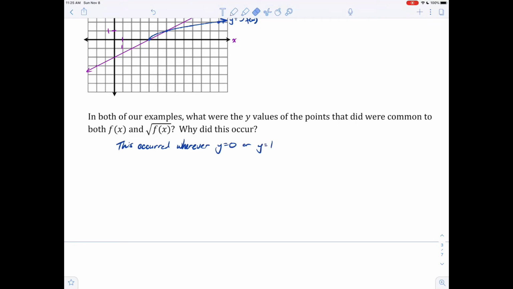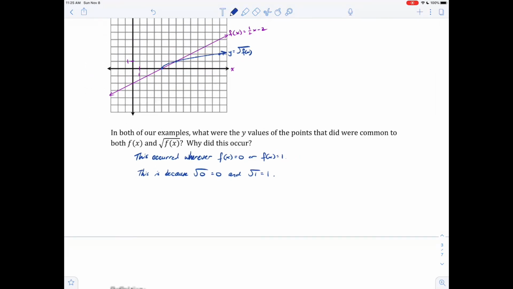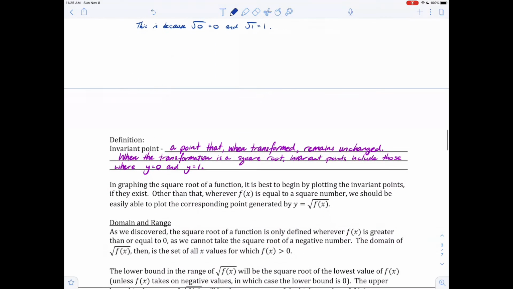You're right, I should be saying f of x, not y. And why does that happen? Because of that. So this leads us to our definition of invariant points, which is here. It's a point that, when you transform it, remains unchanged. And you would have talked about that last year with reciprocal functions.